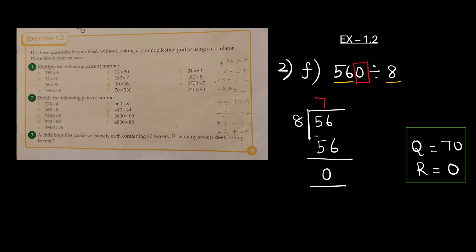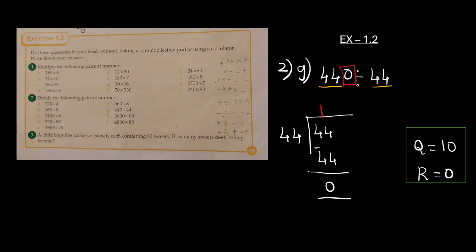F sum is 560 divided by 8. Now we do 56 by 8 first. How many 8s makes 56? It's 7. So 8 times 7 is equal to 56. 56 minus 56 equals 0. Now we have 1 zero left. Just add the 0 to our answer. Now quotient is 70. Remainder is 0.